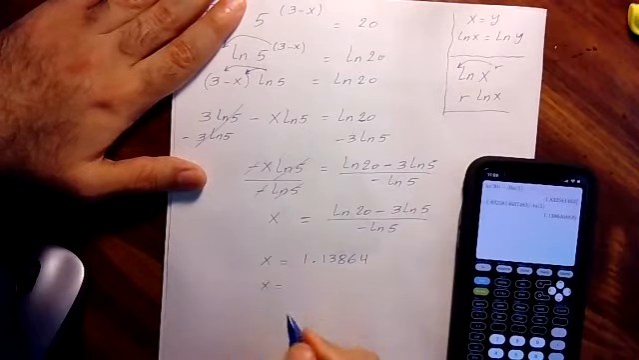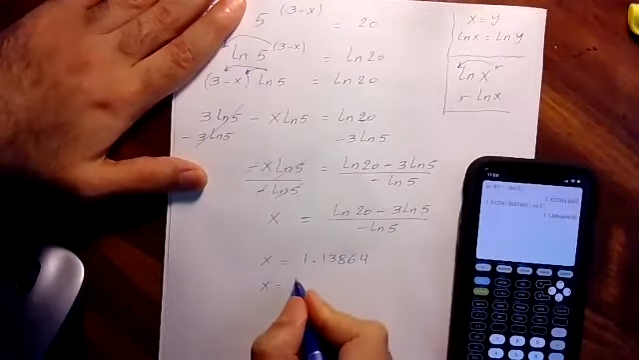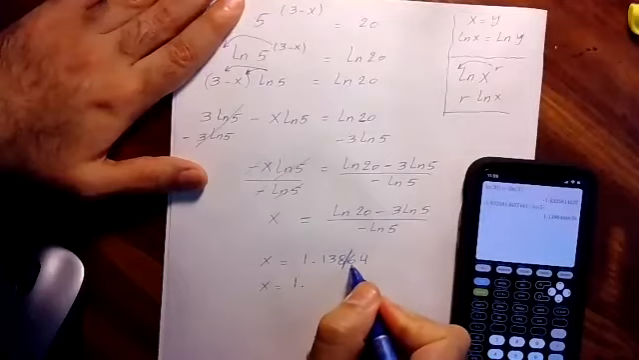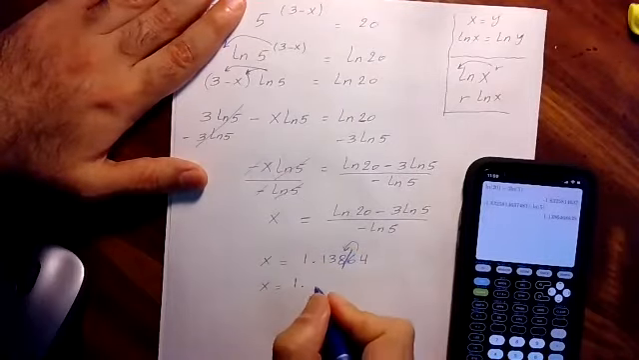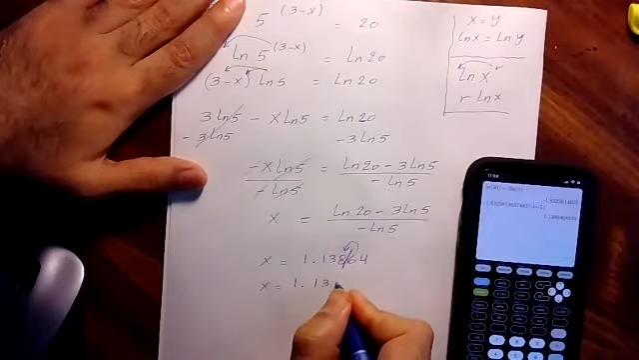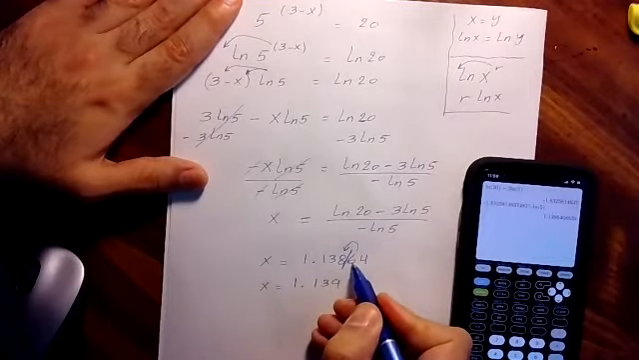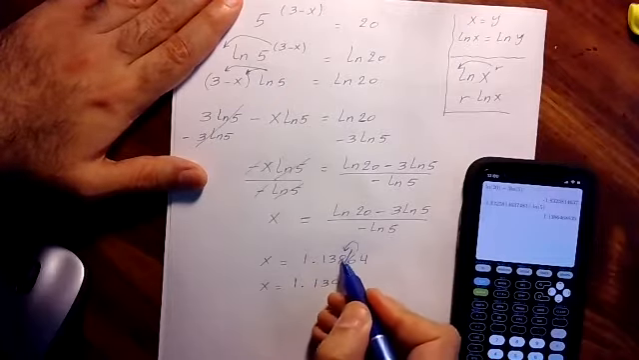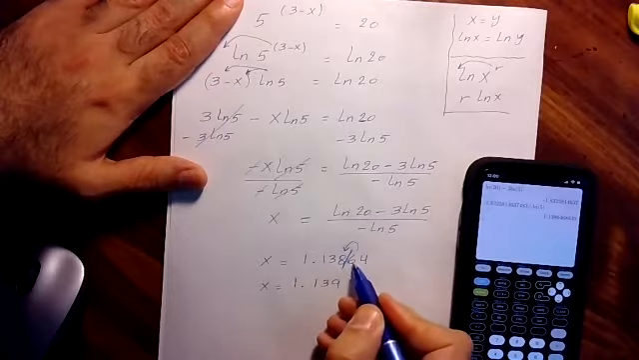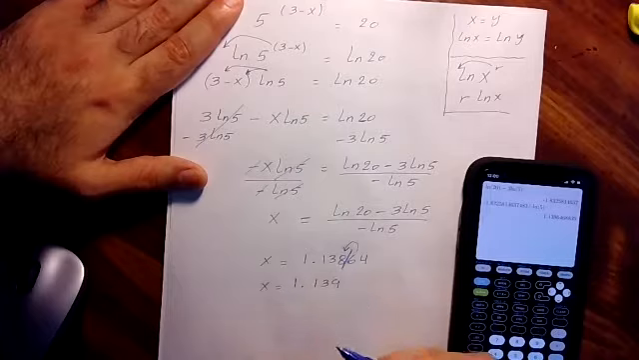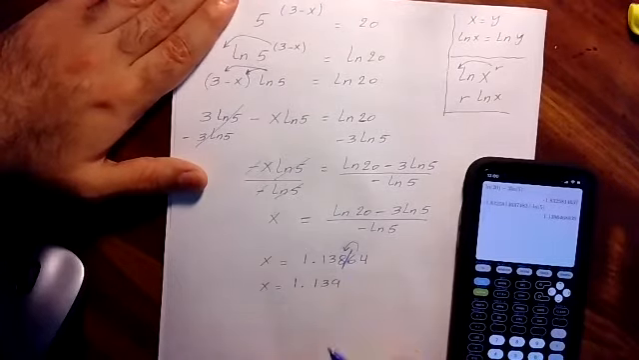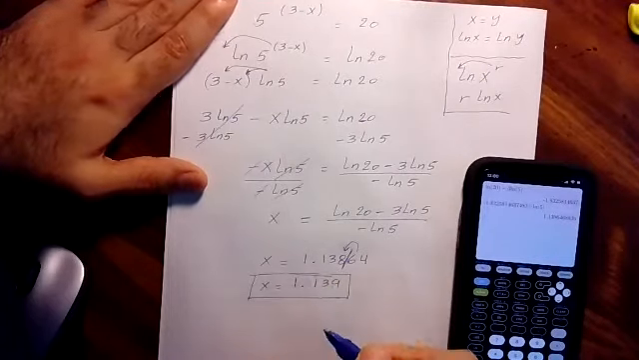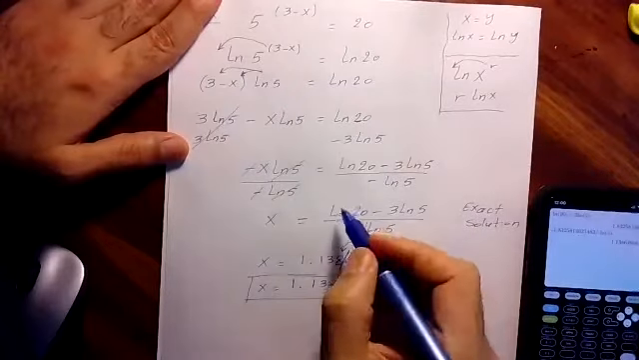So x is going to be equal to 1.138. I'm going to cut the number here, and this number is 6. So I'm going to add 1 here. So 1.139. 6 is greater than 5, so you're going to add. If the number here is 5, 6, 7, 8, 9, you're going to add 1 here. If it's 4, 3, 2, 1, you're not going to add. It's going to be 1.138. It depends on this number. So here is the approximate solution. And this one is going to be the exact solution.